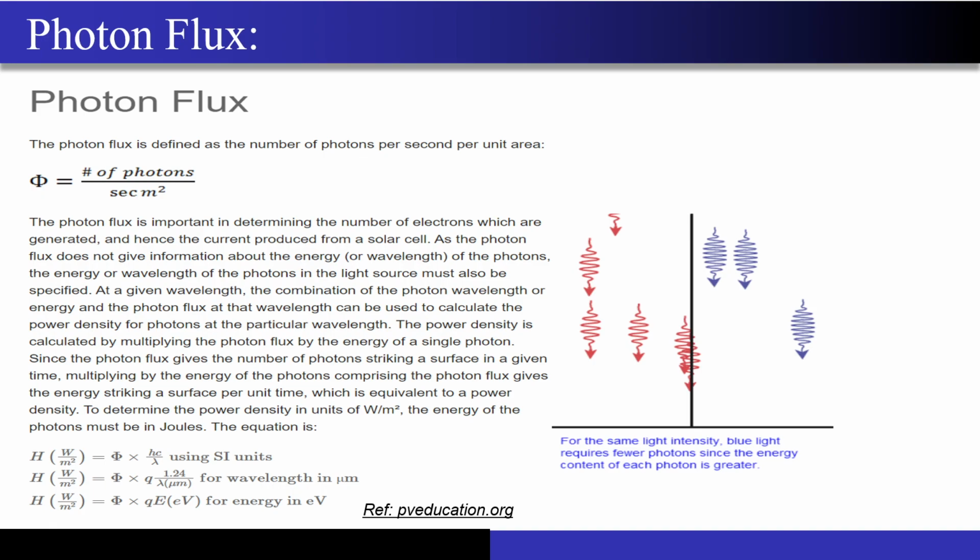Now we define something called the photon flux. Why are we studying this? The photon flux is nothing but it tells us how many photons are incident on a given area per unit time, that is per second. Now why is it so important? It completely makes sense.